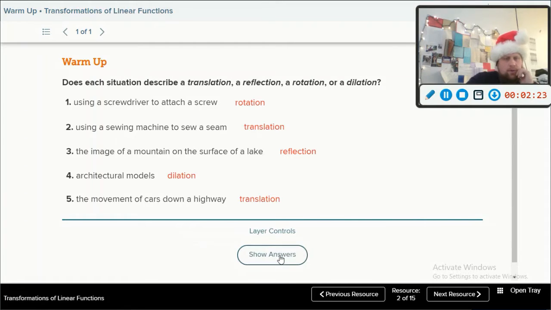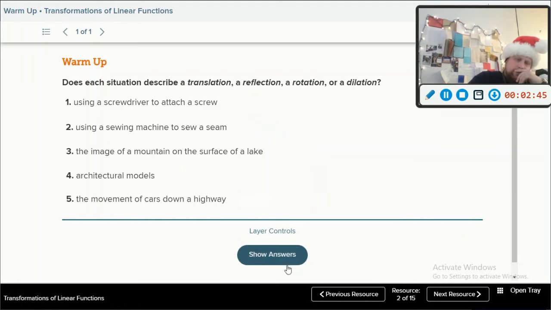So using a screwdriver is a rotation, right? Because we're twisting it to turn it in. Using a sewing machine, it's going like this. It's moving, so that's a translation. The image of the mountain is a reflection. Architectural models, well, they're smaller, right? They're like 1/8 the size or whatever. So that's a dilation. And then the movement of cars down a highway, again, that's movement, so that's a translation. Awesome.